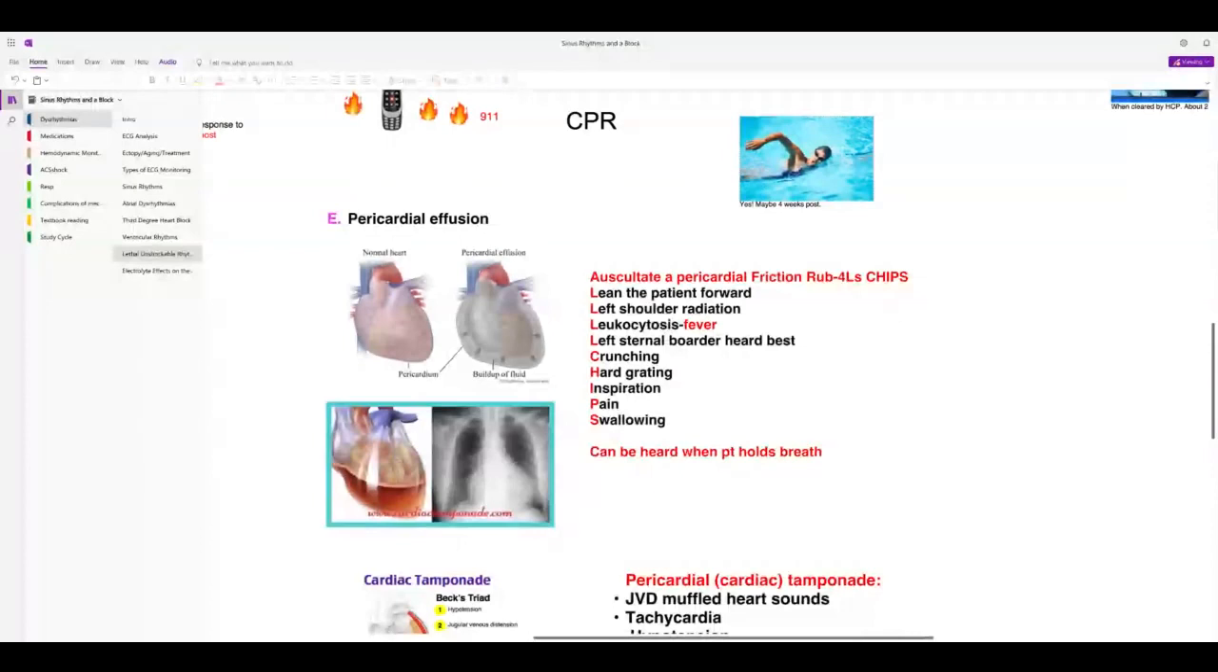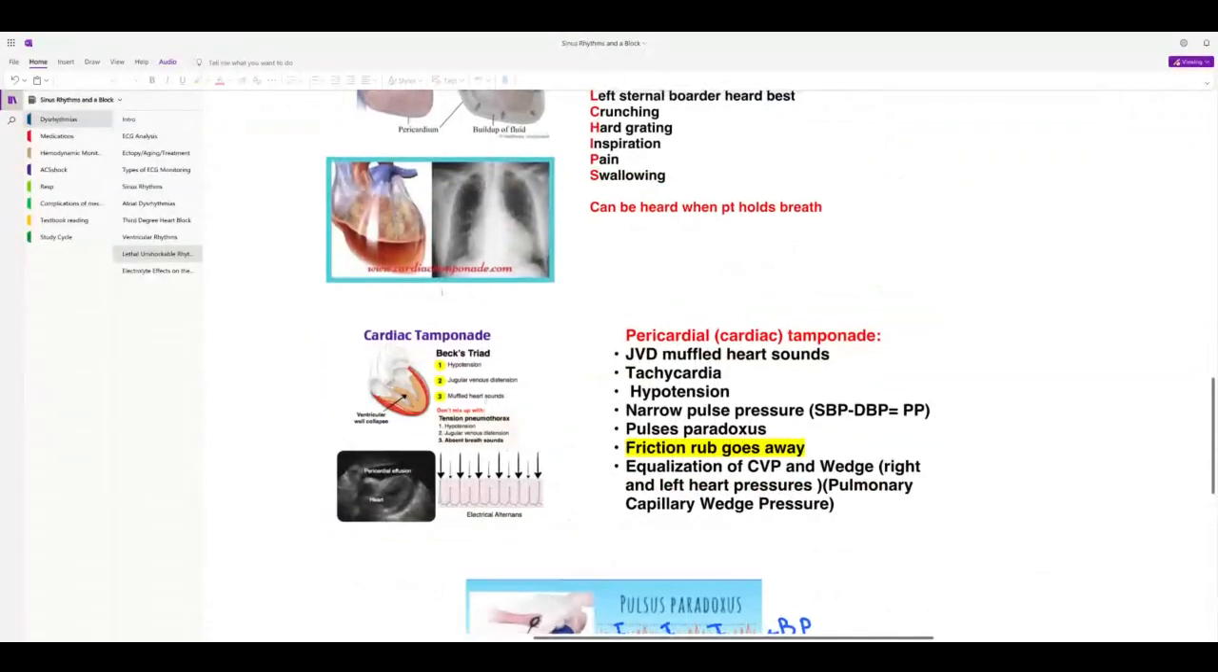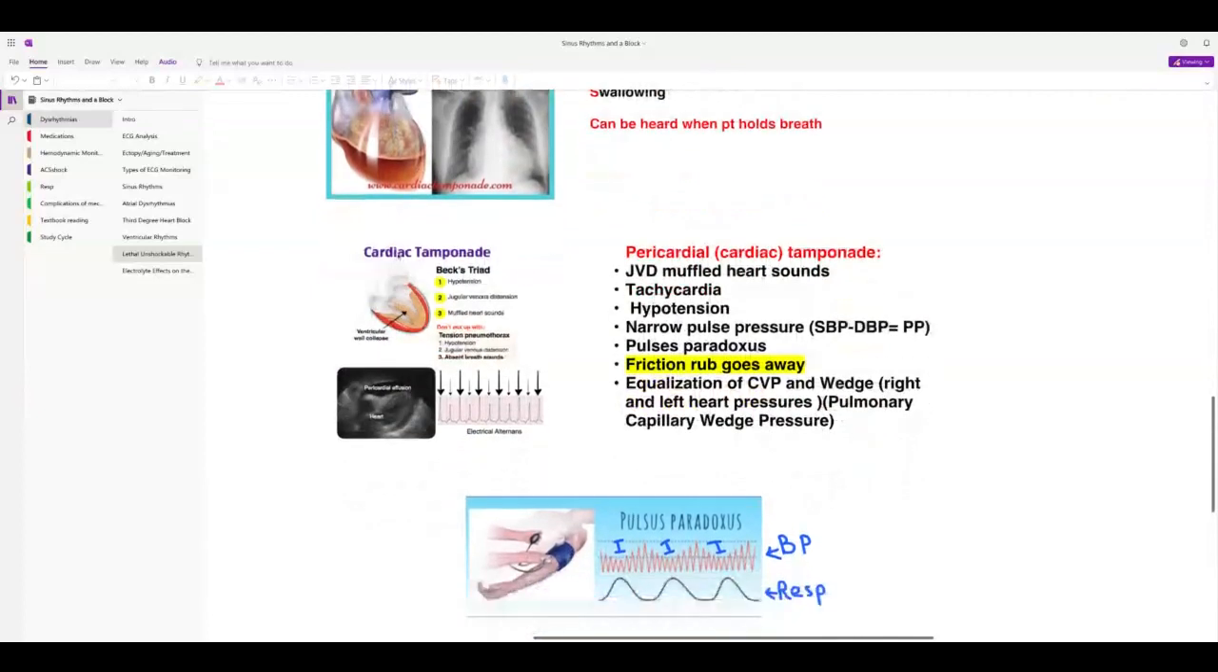Okay, they're going to have a fever, they're going to have a high white count, they'll have a pericardial friction rub, sorry, pericardial friction rub. So it'll sound like crunching or grating. They may have trouble swallowing. So that's pericarditis. And why we worry, okay, is if it fills with fluid, the fluid may stop the heart. It may tamponade the heart. So you're going to have to know the signs and symptoms of cardiac tamponade.